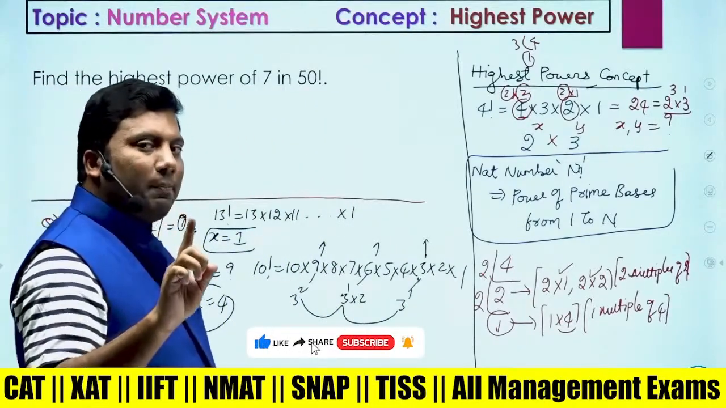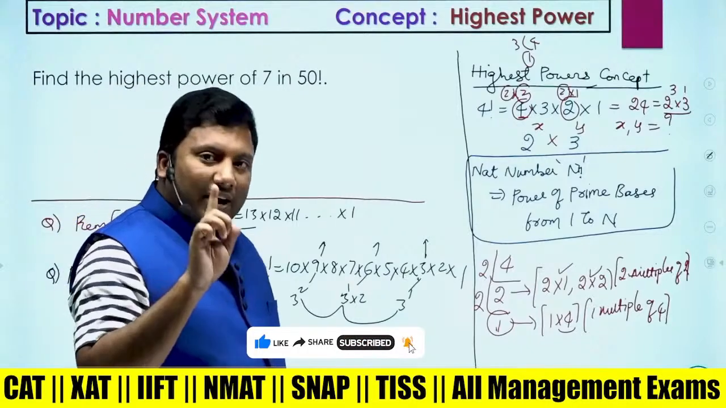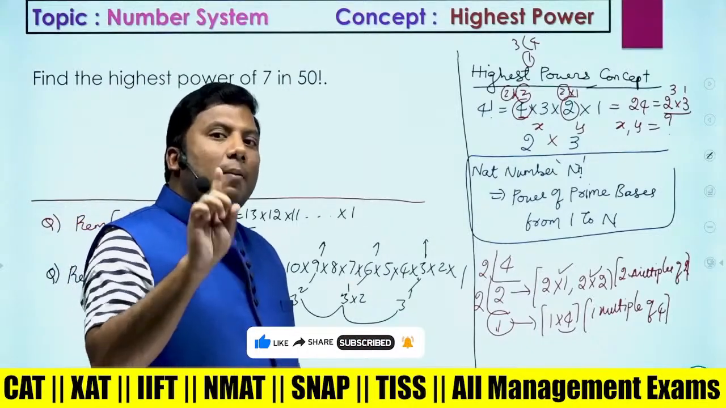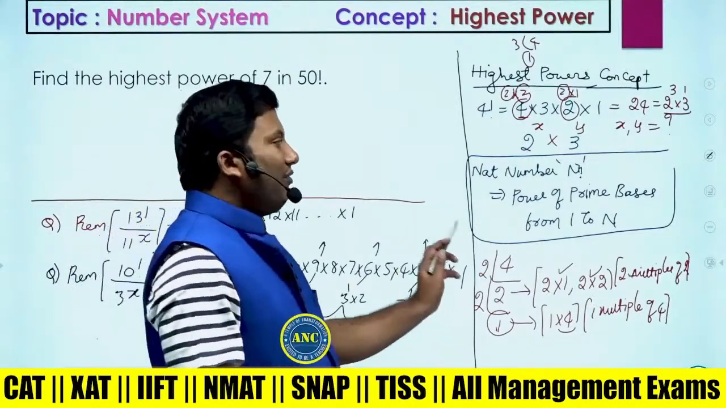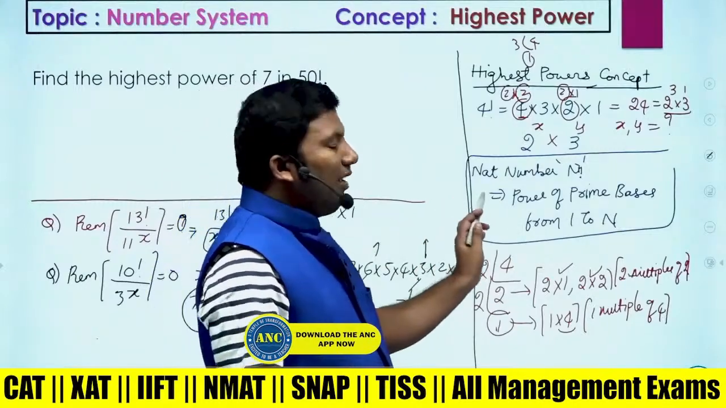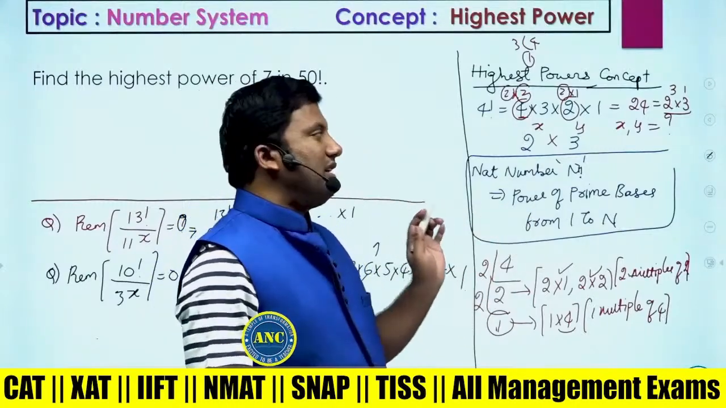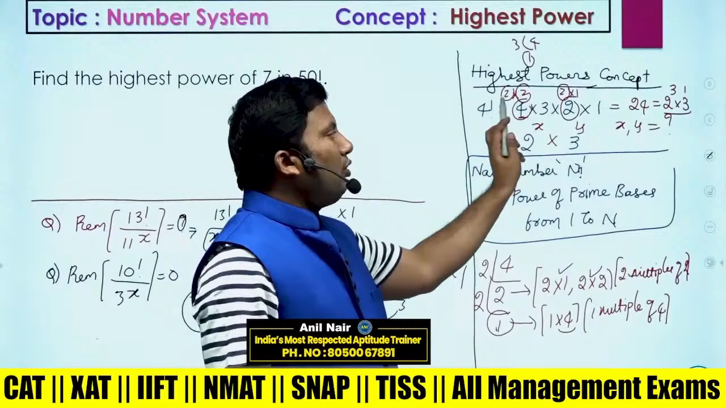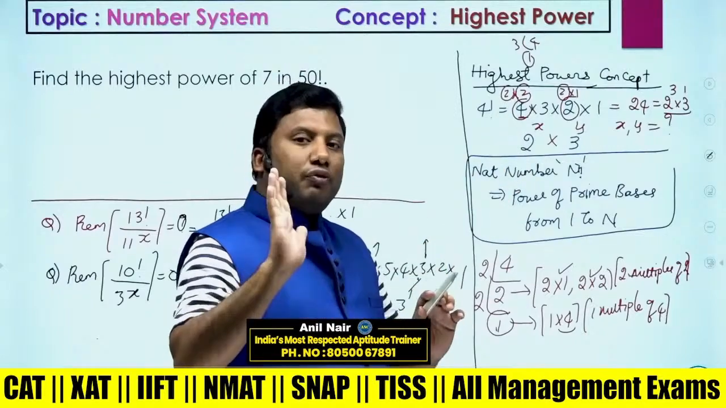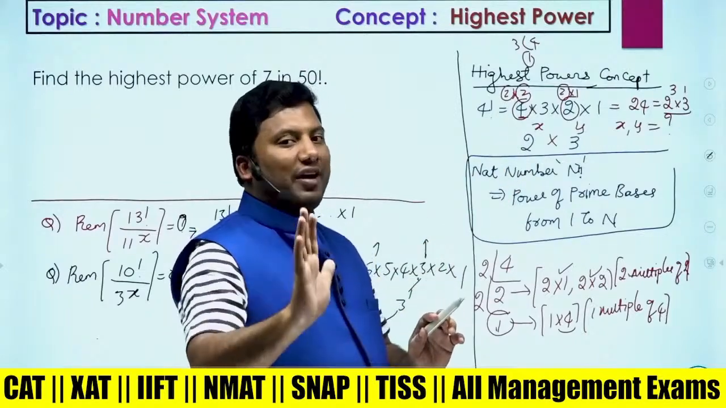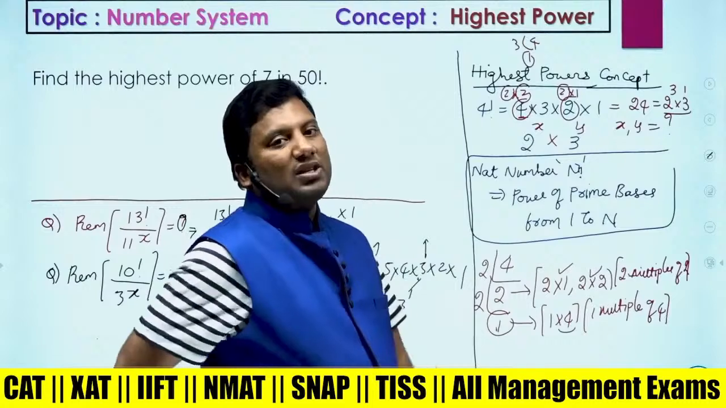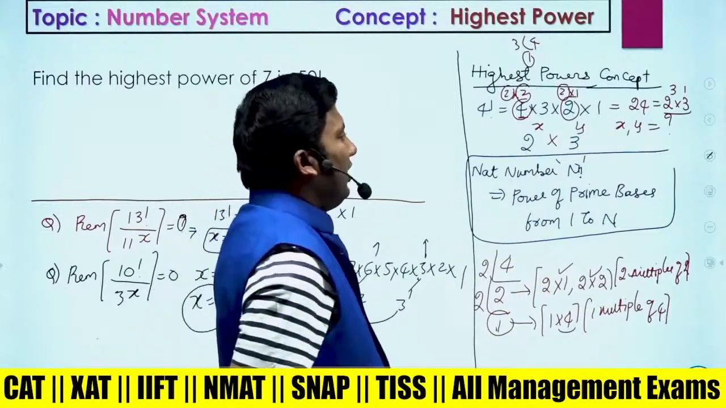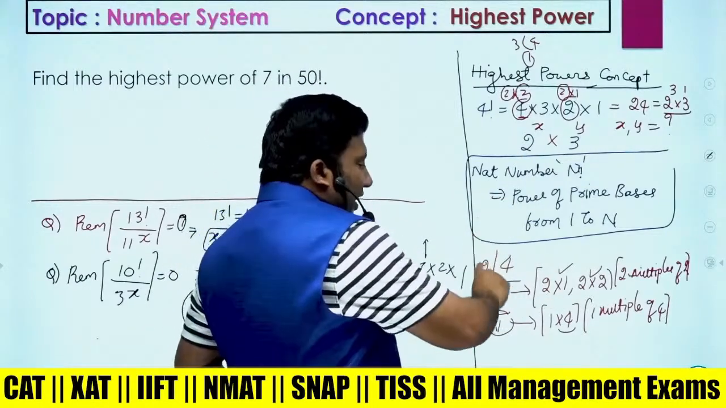Again, I am repeating important key steps. A factorial can be written as a power of prime bases from 1 to n. 1 to 4 I wrote. The product of 1 to 4 will give you 4 factorial. What are the prime numbers from 1 to 4? 2 and 3. So I divided it with 2.